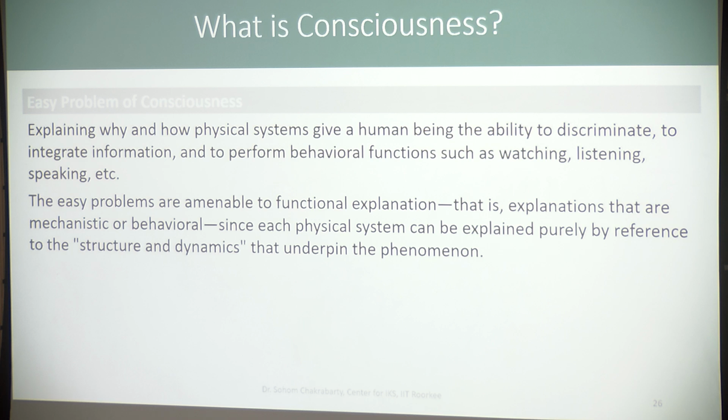These are the easy problems of consciousness, which are amenable to functional explanation. The explanations are mechanistic or behavioral, since each physical system can be explained purely by reference to its structure and dynamics. This is also difficult. People have to do a lot of experiments, and a lot of time and energy goes into discovering these things. But compared to the question of why this experience, this is easier to understand scientifically, namely what changes in the physical system happen when that experience is obtained.